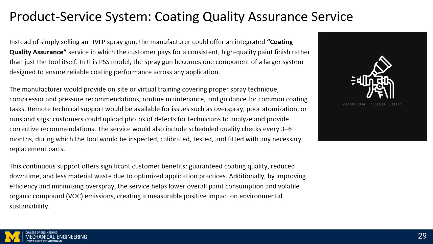The product service system that can be offered is a coating quality assurance service in which the customer not only pays for the HVLP spray gun, but a consistent high quality paint finish. The manufacturer would provide on-site or virtual training and any sort of technical help that the customer may need while they're doing their at-home projects.